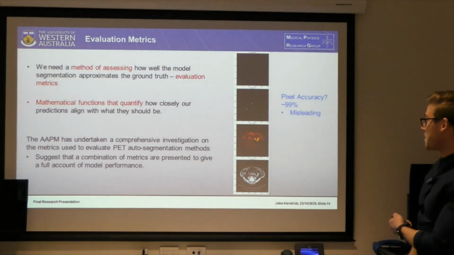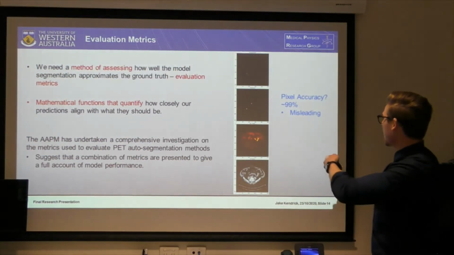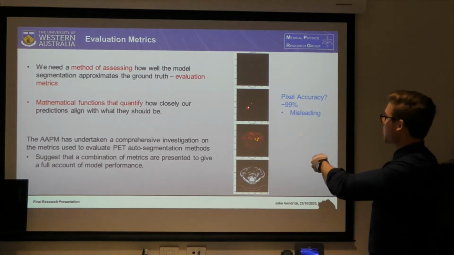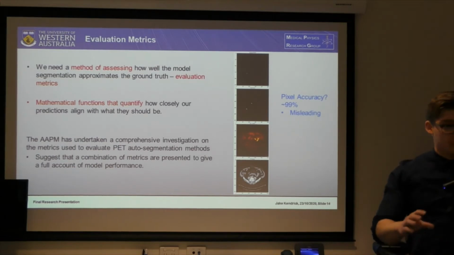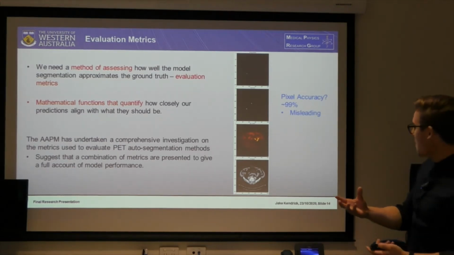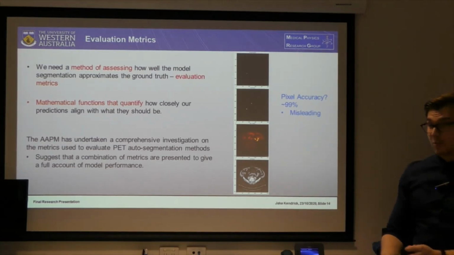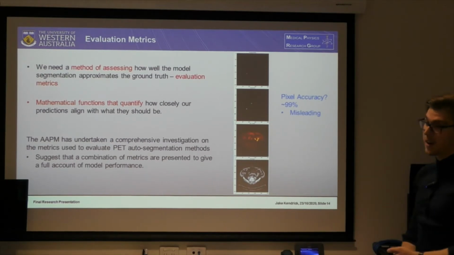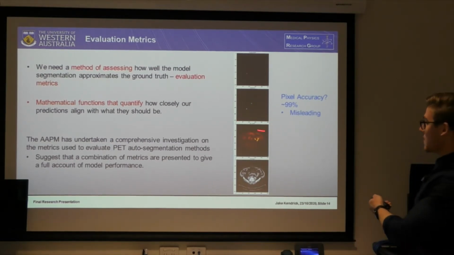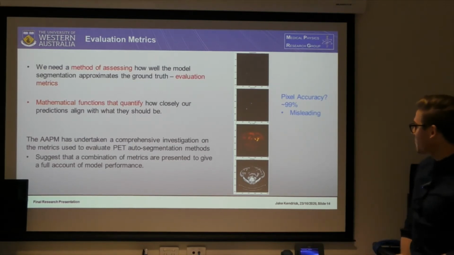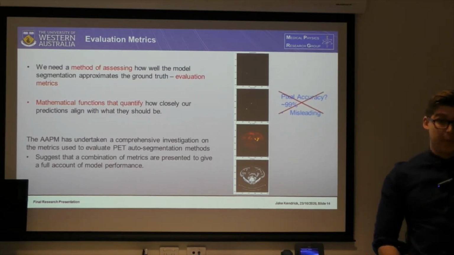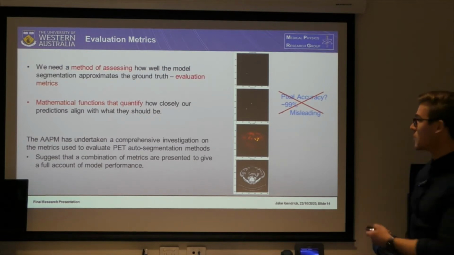In this example here, so it's not very clear, but this is the model prediction and this is the ground truth. So there's a false positive lesion in there. But if we use pixel accuracy as the metric of evaluation, we'll get a pixel accuracy of about 99% or even higher because there are so many background pixels. So that's misleading, obviously. We need to be a bit more careful with the metrics that we use.